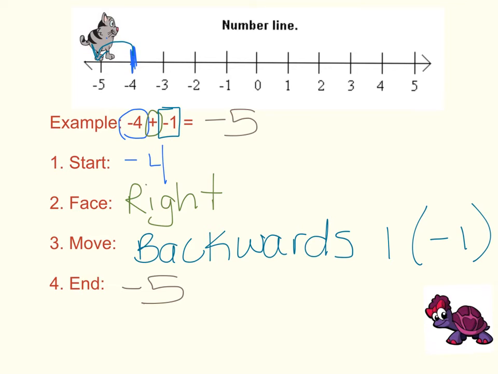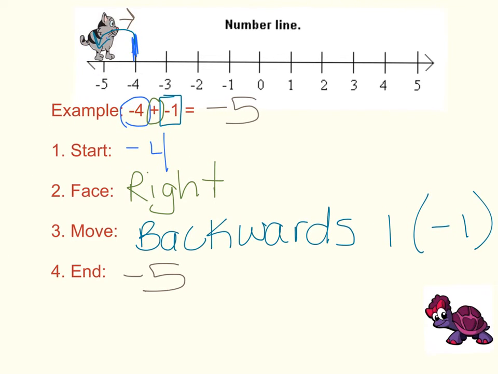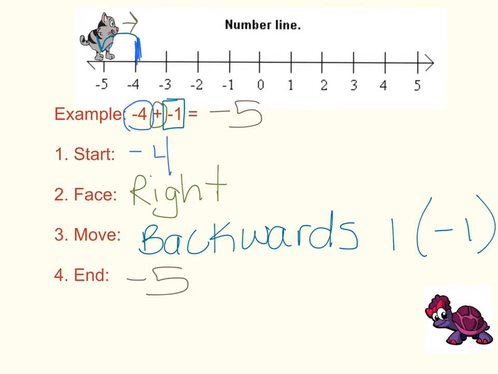I know you can't draw a little cat, but maybe you could draw an arrow right on -4 and show working backwards. Sorry, guys, I don't know what's happening. So you could draw a spot on -4 and just put an arrow backwards 1, since you can't draw a cat. Okay? Let's go to the next slide and see another example.